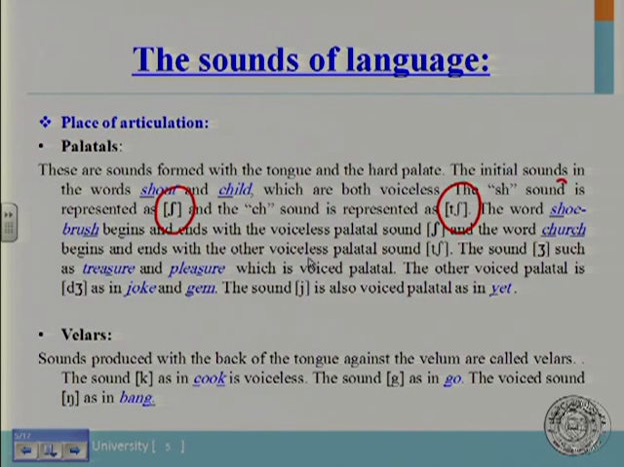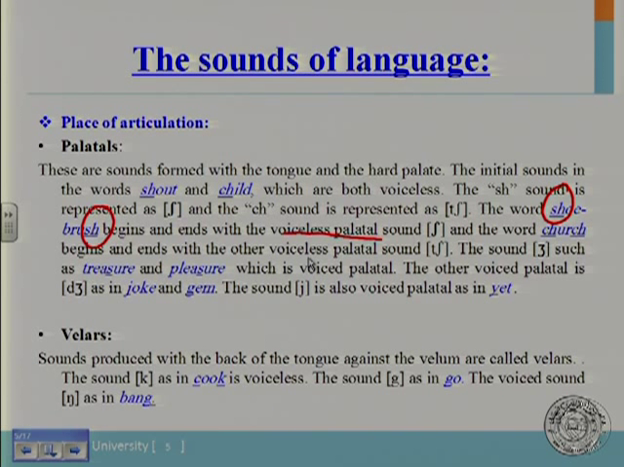Now, let us take another example. We have shoe brush. Shoe brush begins with sh, and also ends in sh. So these two sounds are voiceless sounds, as in shoe, sh, and as in brush, sh. These are voiceless sounds.